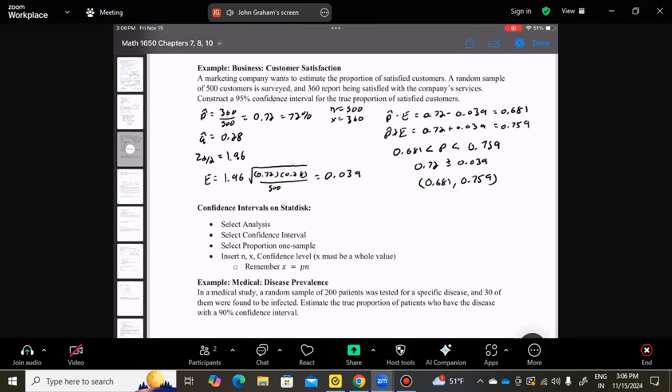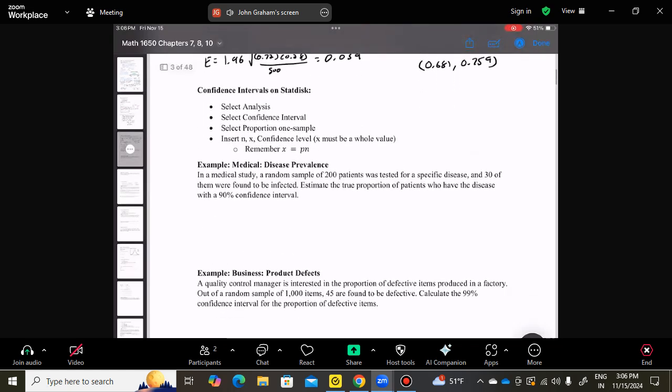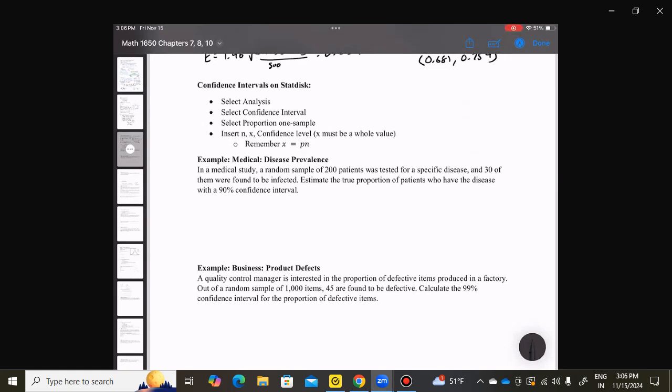Alright, so now we're going to look at doing these on StatDisk. Now, with StatDisk, there are certain things you do have to write down, but most of it is, once you pull out certain information, you're just plugging values in and getting the results. So first, what you need. All right, in the next example, in a medical study, a random sample of 200 patients was tested for a specific disease, and 30 of them were found to be infected. Estimate the true proportion of patients who have the disease within a 90% confidence interval. So the confidence level is your 90%.